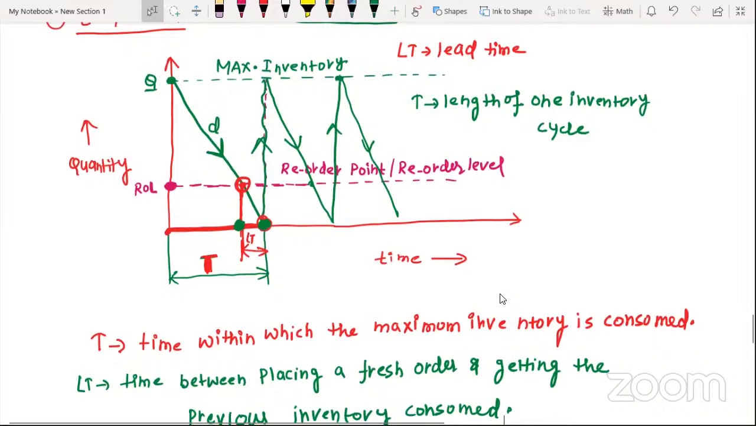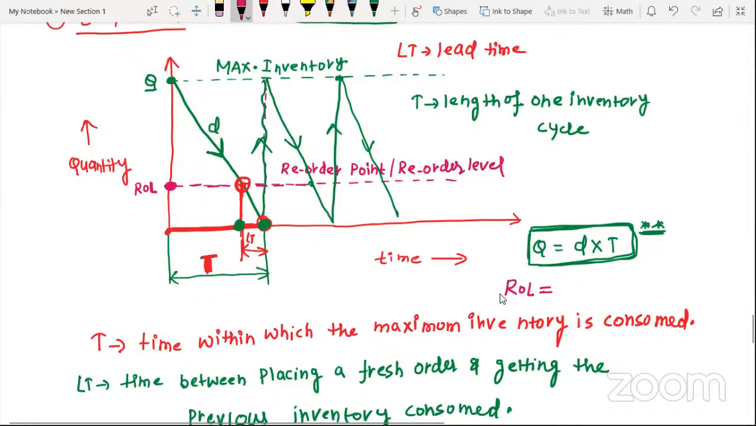You can see, we can write this capital Q like this. Capital Q can be written as small d into capital T. This small d is the demand rate, number of units per day you can say, and capital T is the time period. So Q can be written as small d into capital T, where small d is the demand rate.